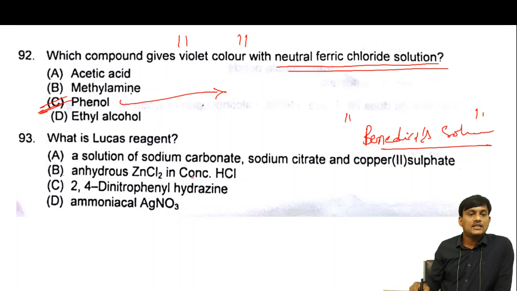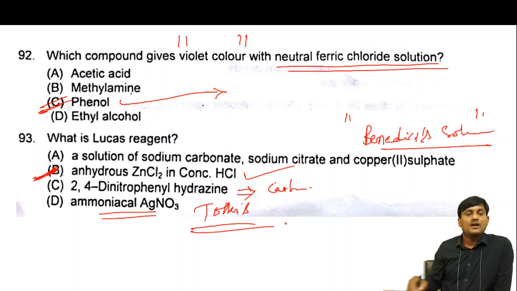Anhydrous ZnCl2 concentrated HCl, this is the correct option. Lucas reagent is anhydrous zinc chloride in concentrated HCl. 2,4-dinitrophenylhydrazine is used for the identification of carbonyl group, that is aldehyde, ketone. And ammoniacal silver nitrate is Tollens reagent. It is used for identification of aldehydes. So what is the correct option? Anhydrous ZnCl2 in concentrated HCl.